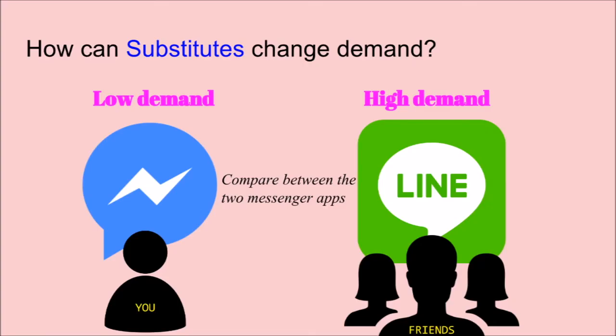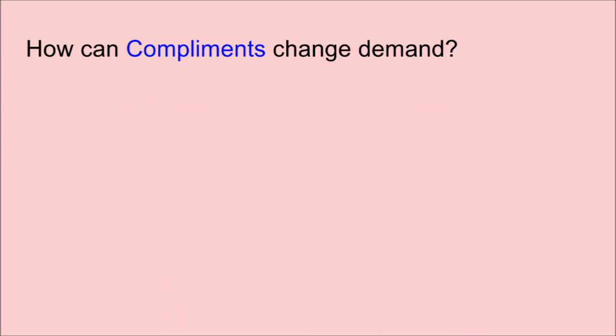Another way demand for a product can change is through a change in demand for substitutes and complements. For example, if I was using Facebook Messenger to contact my friends, but all my other friends started using the app called Line to message people, then, due to a new substitute, the demand for Facebook will fall. In this case, Line is the substitute of Facebook, because Line is also a messaging social network app, just like Facebook. Complements are types of goods that you buy with a different product.